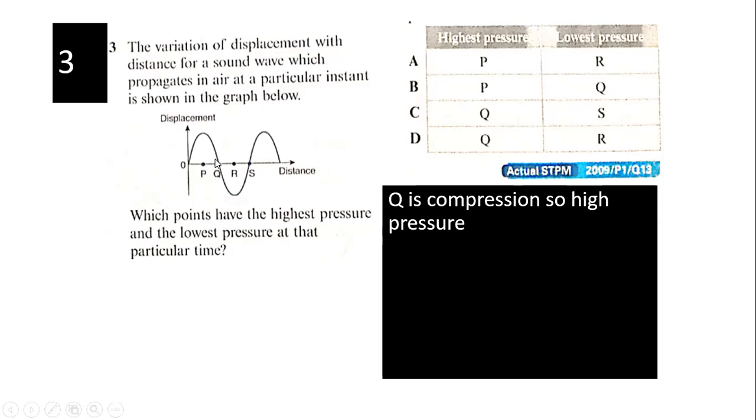Q is a compression. This positive means it's moving to the right, this negative means moving to the left. So all are moving towards the same point Q, which means this is a compression. This one is moving to the left, this one is moving to the right, so this is a rarefaction. You must be able to identify that. S is a rarefaction, so low pressure. The answer is C.